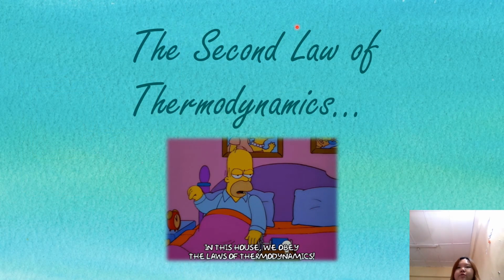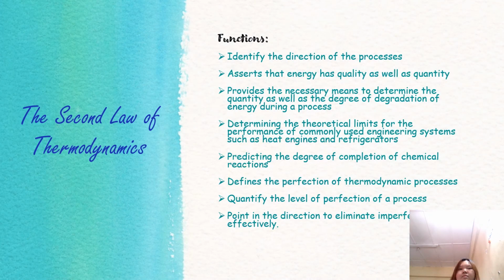Now let's go to the second law of thermodynamics. The function of the second law of thermodynamics is to identify the direction of the processes. It also asserts that energy has quality as well as quantity. The second law of thermodynamics provides the necessary means to determine the quantity as well as the degree of degradation of energy during a process. It also determines the theoretical limits for the performance of commonly used engineering systems such as heat engines and refrigerators.